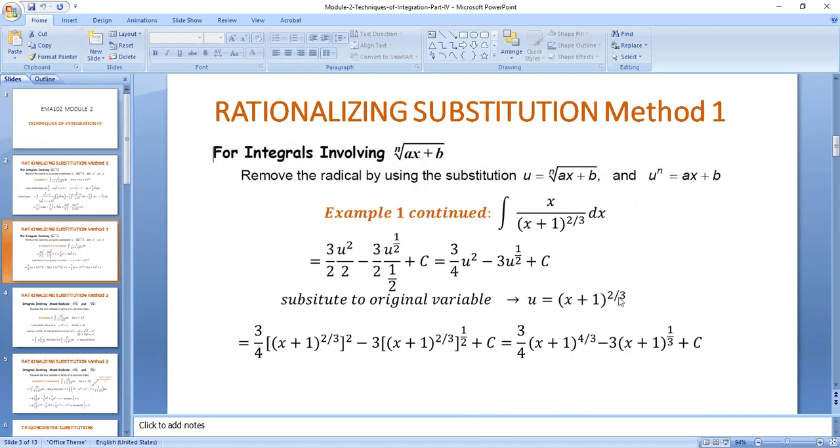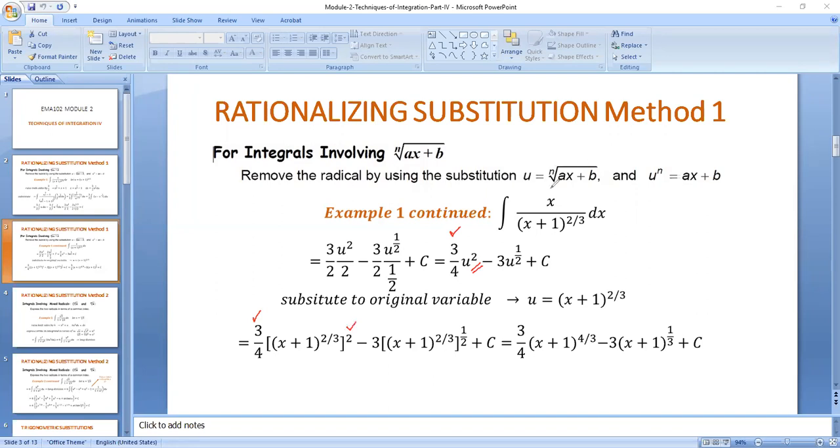So what are we going to do? Your answer here, u, will be replaced by this one. So 3/4, I copy the 3/4. So this one, 3/4, check. What about this u? This is x plus 1 raised to 2/3. So quantity x plus 1 raised to 2/3. However, you see this? It's being squared. So the original expression for the u, you need to square it. So you see that one there.